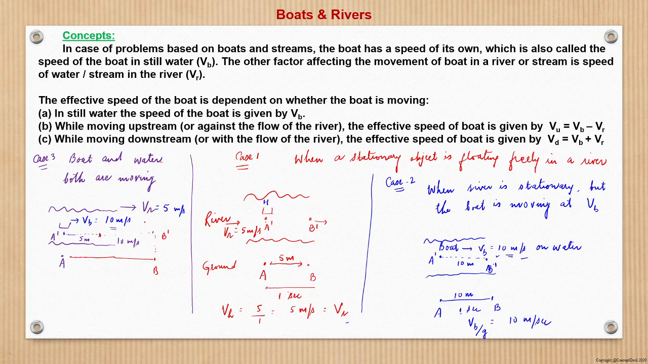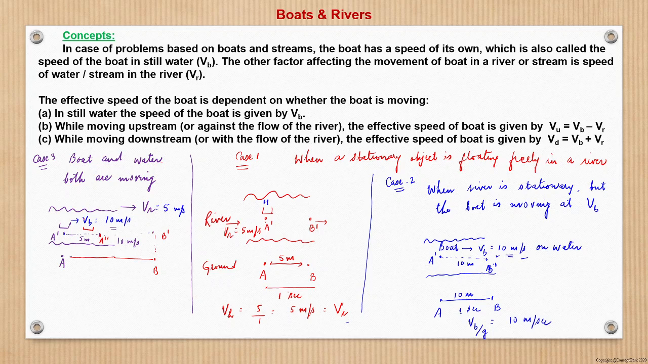Now see, again I repeat this. This VB, the velocity of the boat, is 10 meter per second, but that is with respect to water. When we say the velocity of the boat in still water is 10 meter per second, that is what is given here. It means that is the velocity of the boat with respect to water, right? Now in 1 second, this point A dash will come to this point, say A double dash, independently because of the flowing water, that is 5 meter in 1 second.